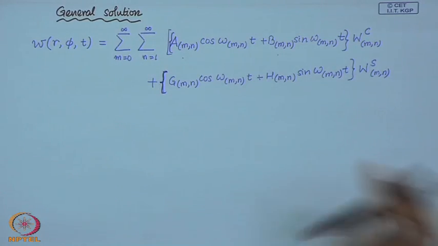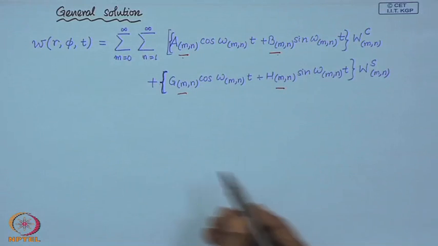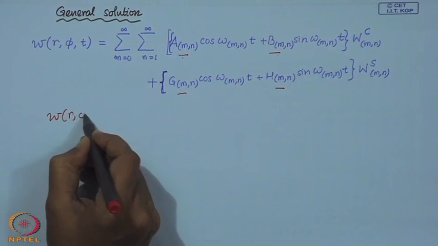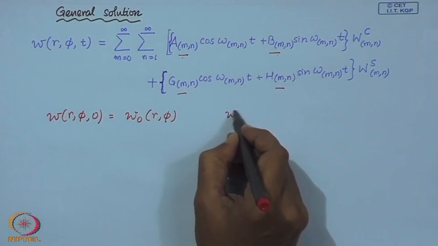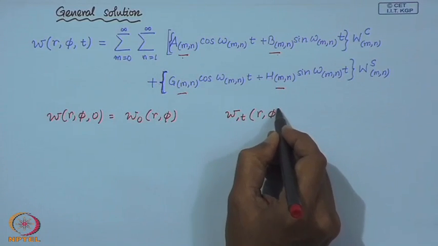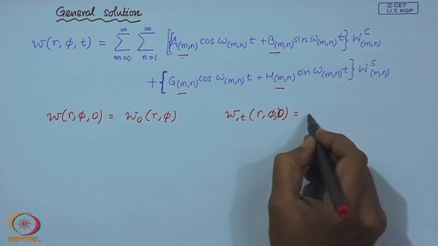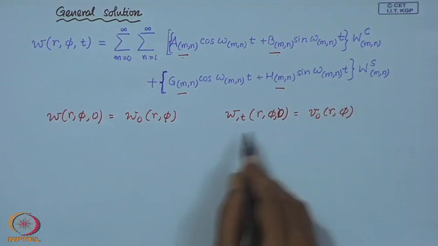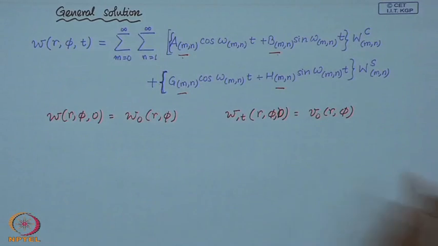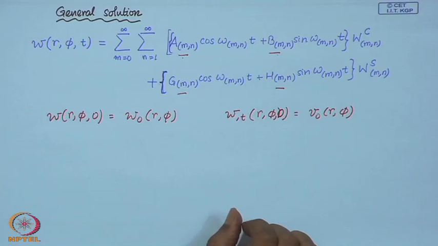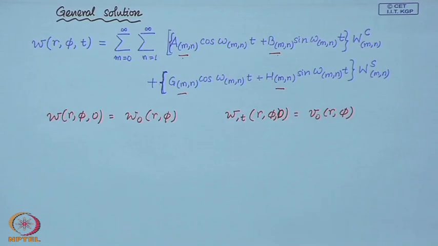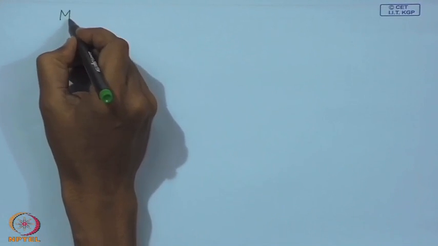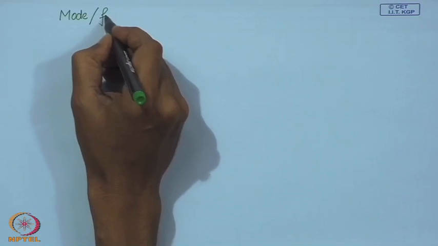Here these coefficients, the constants, are to be determined from the initial conditions. So, from these initial conditions then we can determine these constants using the orthogonality property of the eigenfunctions. Now, let us look at an interesting property which comes because of this modal degeneracy, which is called mode splitting or frequency splitting.